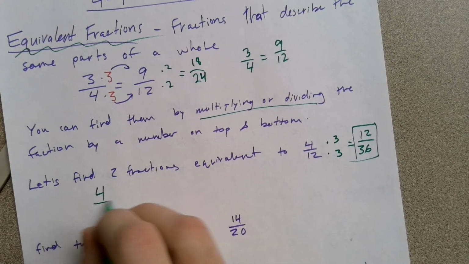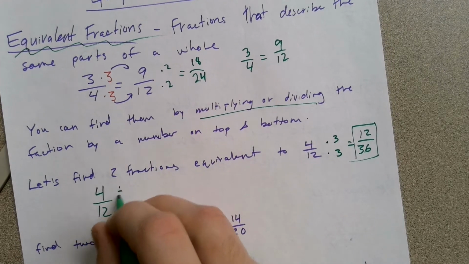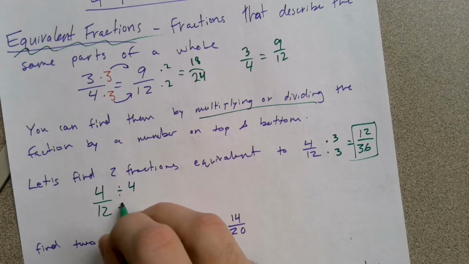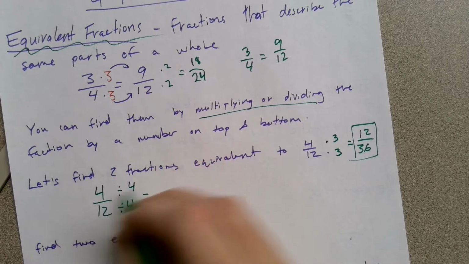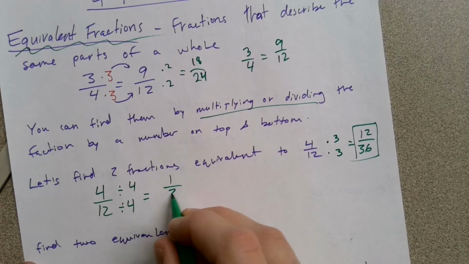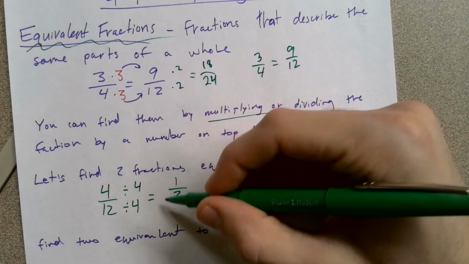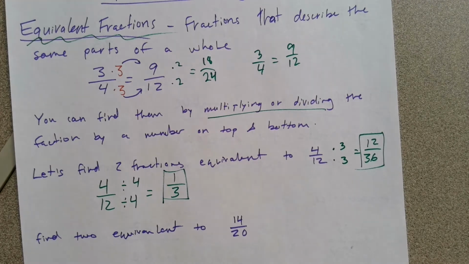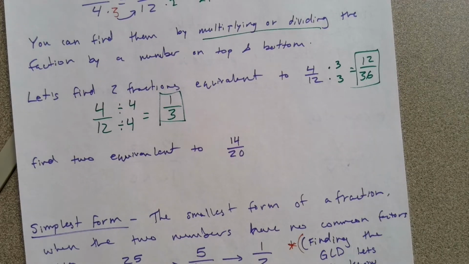Another way we can do it, 4/12. Let's find another one. I want to divide by 4. This is actually going to be our simplest form. We'll talk about that in a second. That puts 1 on top. That puts 3 on the bottom. 1/3 is another equivalent fraction to 4/12. I think this is something that you've seen before. We'll give one more example here.